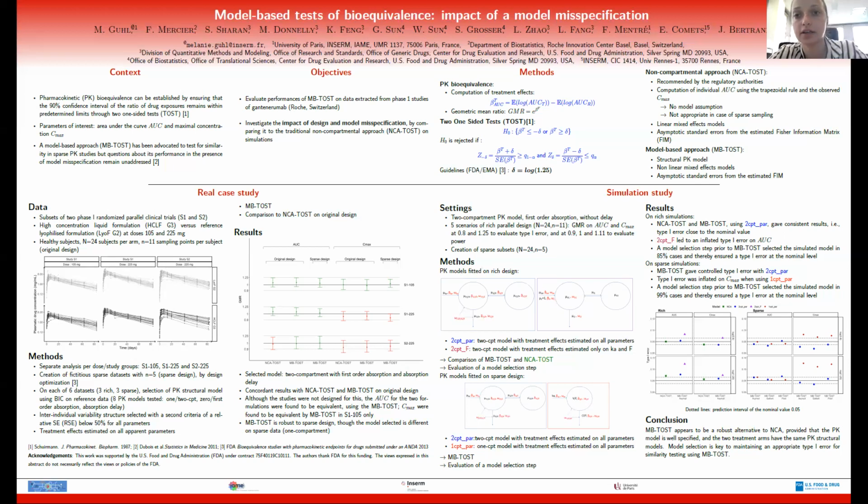So the conclusion of this study is that MB TOST appears to be a robust alternative to NCA TOST in case of sparse design, provided that the PK model is well specified. And that's why the model selection step is a key step in a model-based approach for bioequivalence, and it's key to maintaining an appropriate type 1 error.